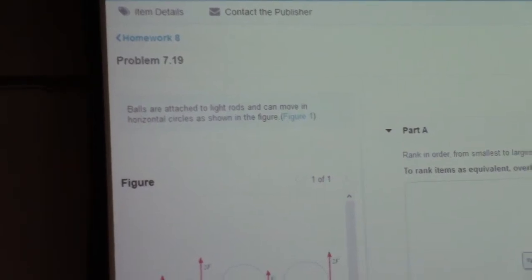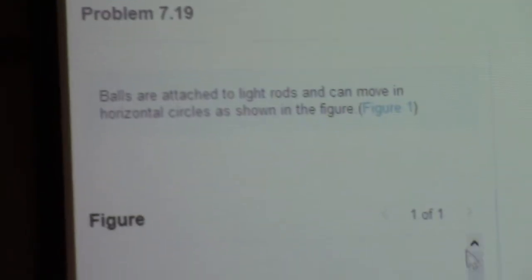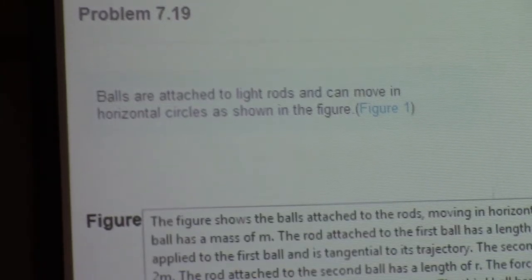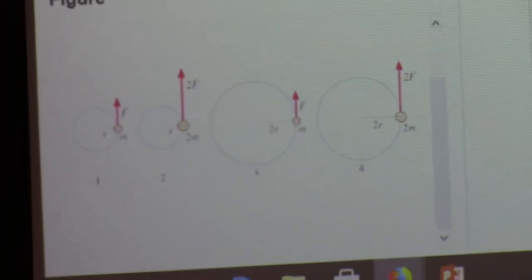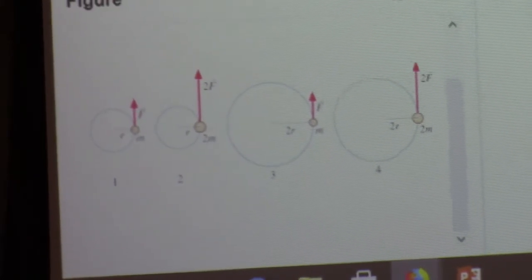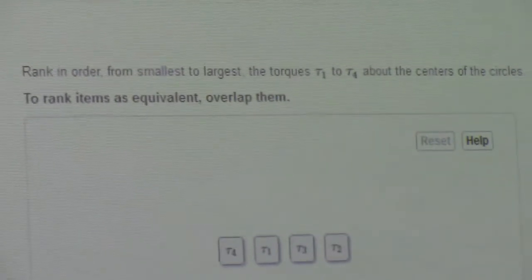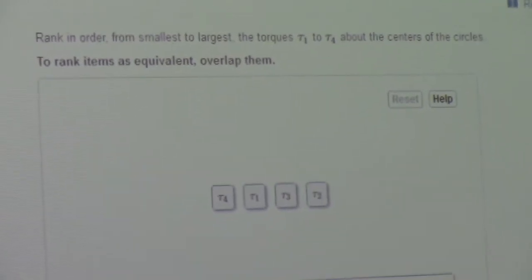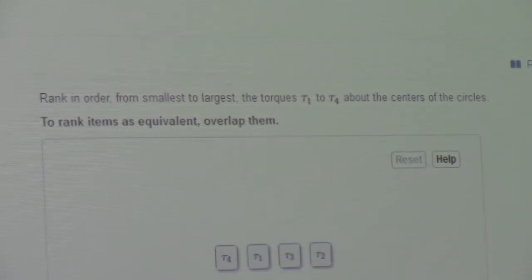Okay, so in this one, balls are attached to light rods and can move in horizontal circles as shown. So we've got kind of an overhead view of what's going on in the picture. There's 1, 2, 3, and 4. And we want to rank the torques from smallest to largest. Remember, to get an angular acceleration, you have to have a net torque. So that's why we're talking about torques now. Net torques lead to angular acceleration, just like net forces give you regular acceleration.